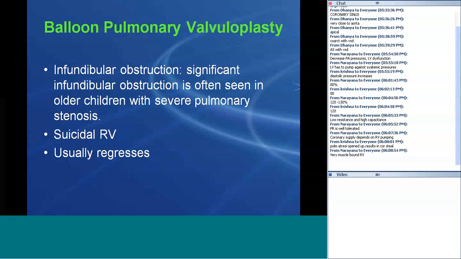So it happens very rarely, but if it happens, it's a very deadly thing, and you really need to manage the situation just like the way you manage cyanotic spells. So suicidal RV is a very dangerous thing, and we should be aware of it when we are doing adolescent pulmonary valve dilatations.